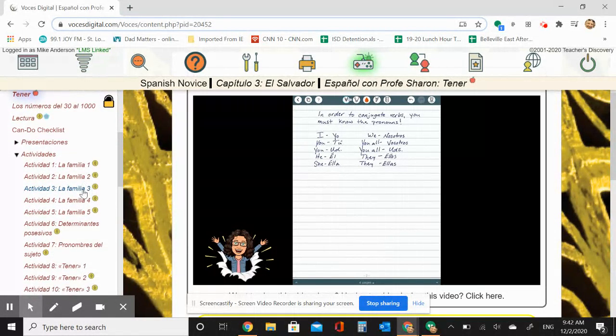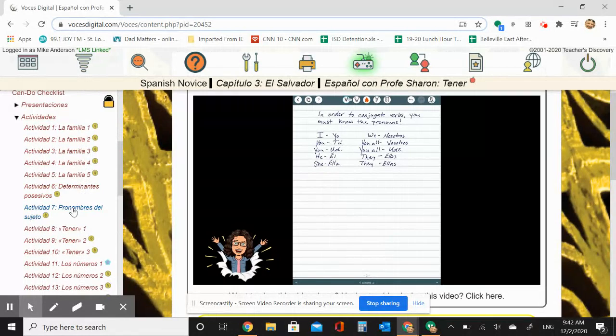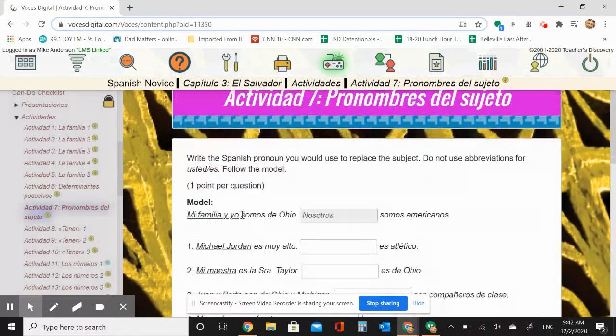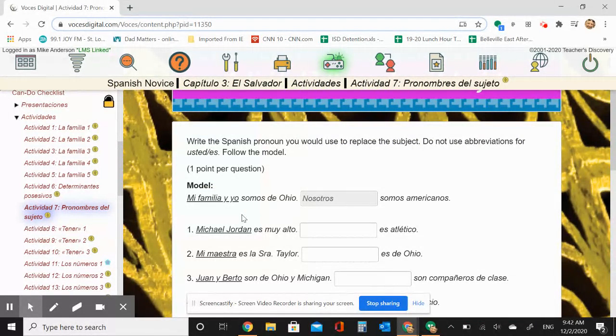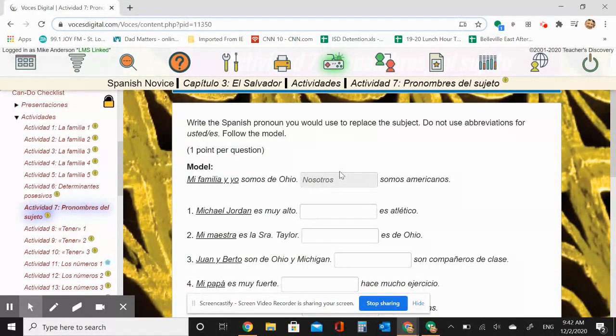You already did this. You were supposed to have done this at least. Pronombres del sujeto. These are subject pronouns, and you should have had this filled in. So I want to go over the answers now with you here. Write in Spanish the pronoun that you're going to use to replace the subject or subjects. Do not use abbreviations for usted or ustedes right now. So in the model it says mi familia y yo. So you're going to put nosotros, right?